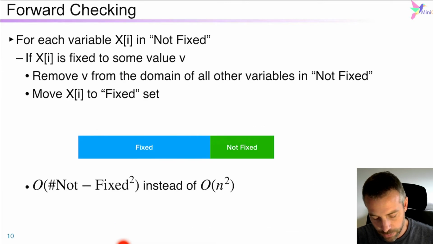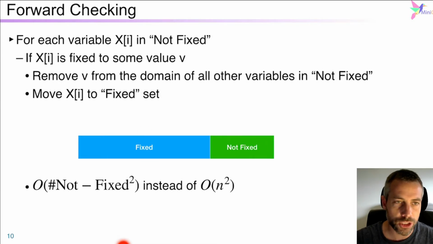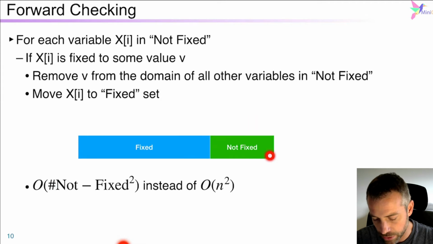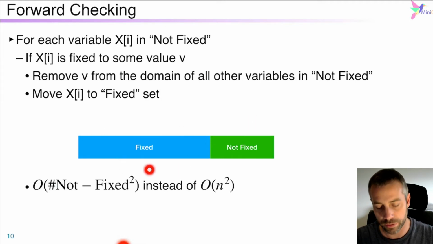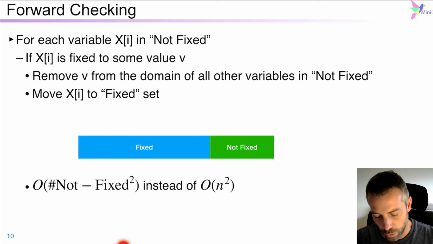So visually, this is what you have. You have separated the array of variables in two. You have the fixed variables and the not fixed variables. And the forward checking algorithm will only consider these variables. These ones, they are fixed, and we know that they are all different. Okay, so we know that all these values taken by these variables are different, so we are already satisfying the constraint there.